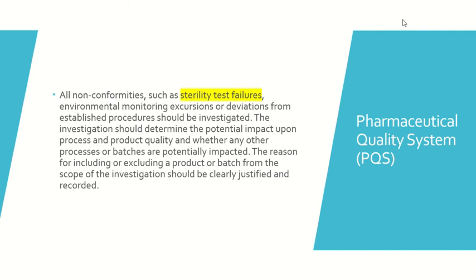Starting with the pharmaceutical quality system, it's talking about all non-conformance, right? All non-conformities such as sterility failure, environmental monitoring excursions, or deviation from the established procedure should be investigated. The investigation should determine the potential impact on the process and product quality, and whether any other processes or batches are potentially impacted. The reason for including or excluding a product or batch from the scope of the investigation should be clearly justified and recorded. Hope this is very precise.